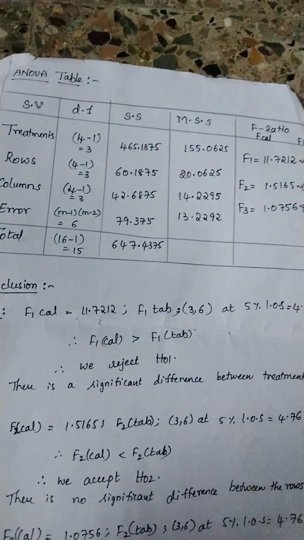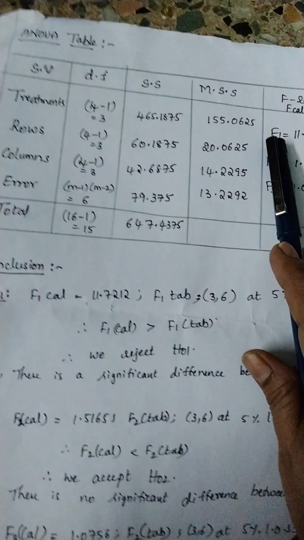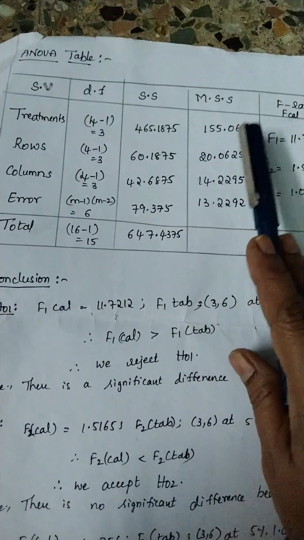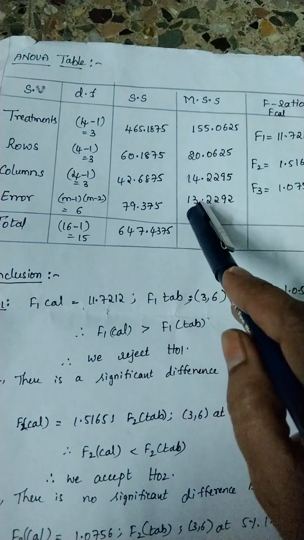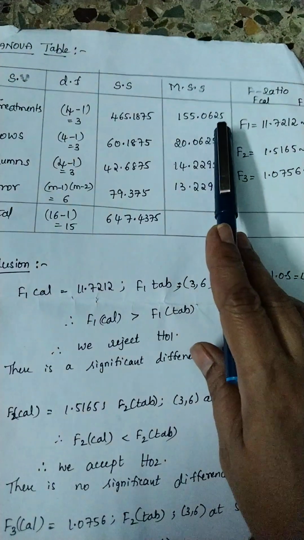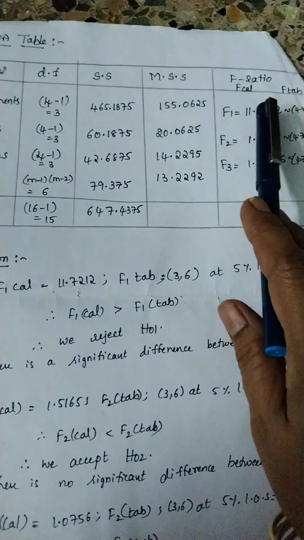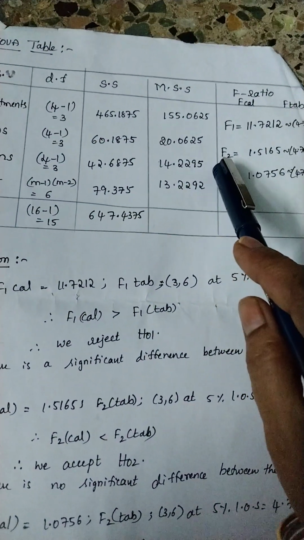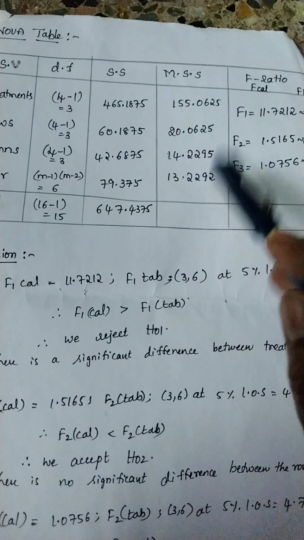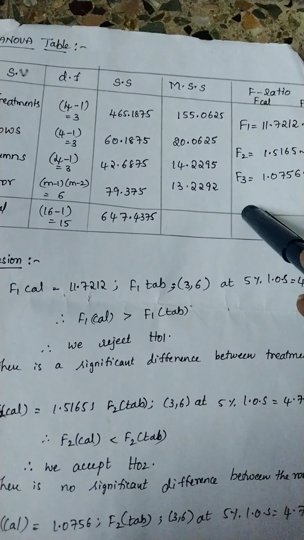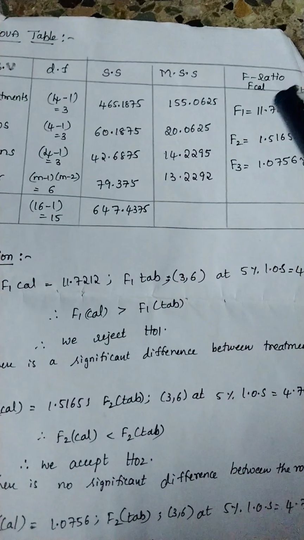How are we going to get the F calculated value? F1 is for the treatments effect. So treatments mean sum of squares divided by the error mean sum of squares. 155.0625 by 13.2292. That you are going to have here, 11.7212. For F2, 20.0625 by 13.2292. Denominator will not change. Numerator will be changing. For F3, 14.2295 by 13.2292.